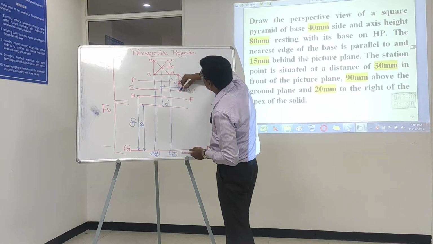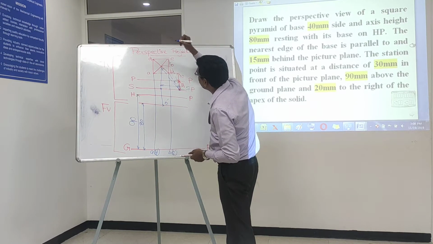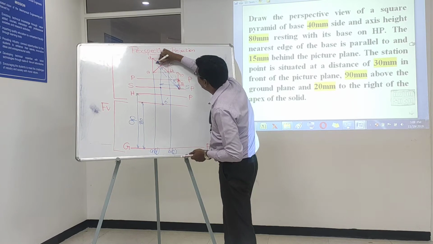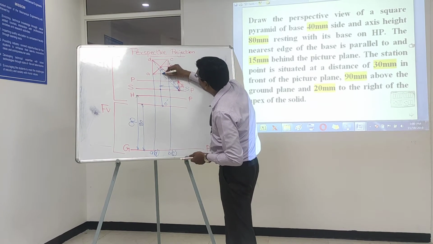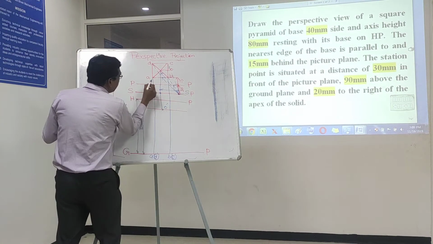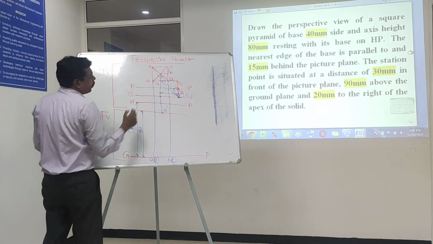Then this is going to be another visual ray to view the apex O, right? And this is going to be another visual ray for viewing corner D. And this is going to be another visual ray used for viewing the corner A this way, right?